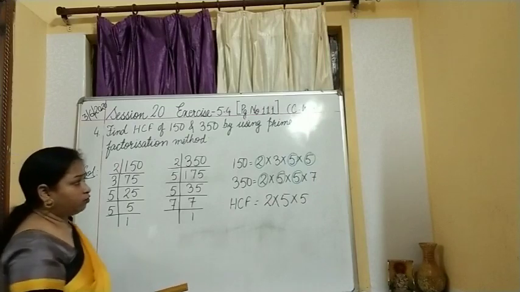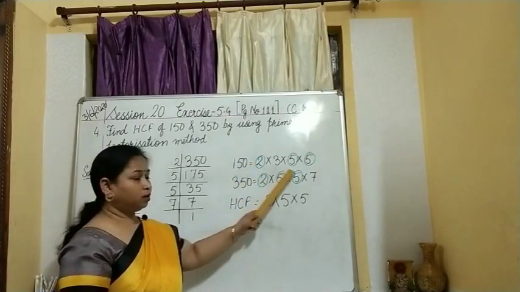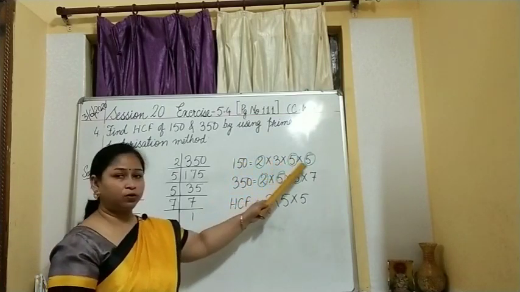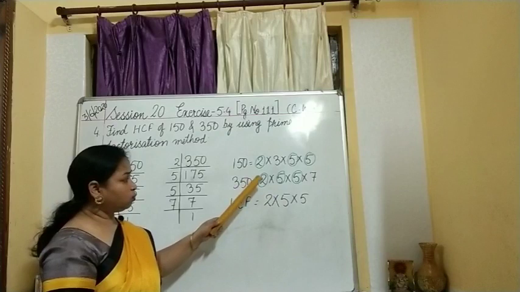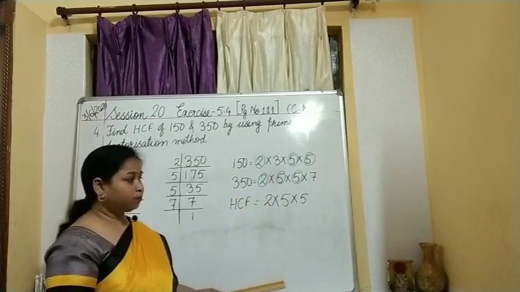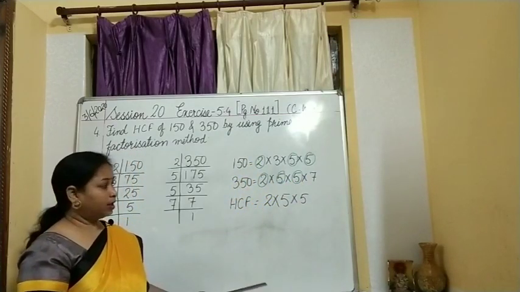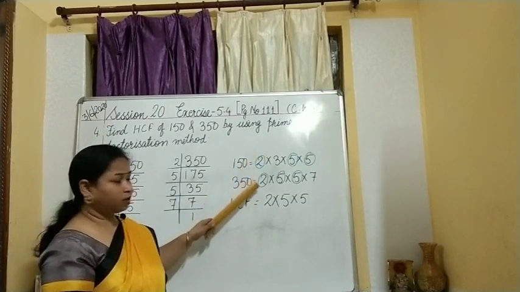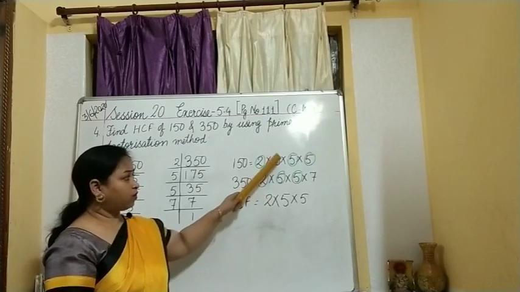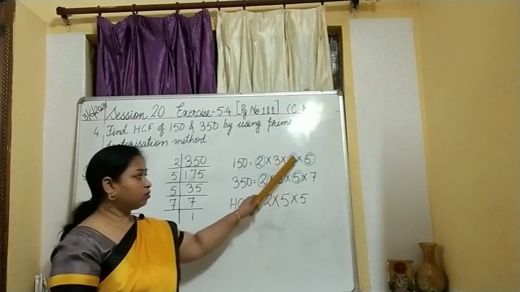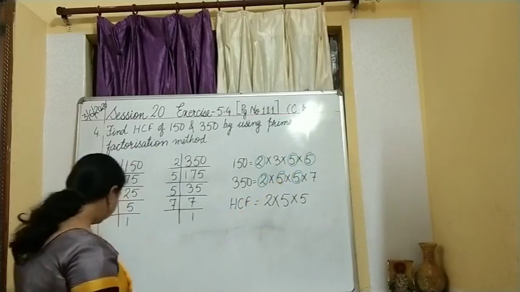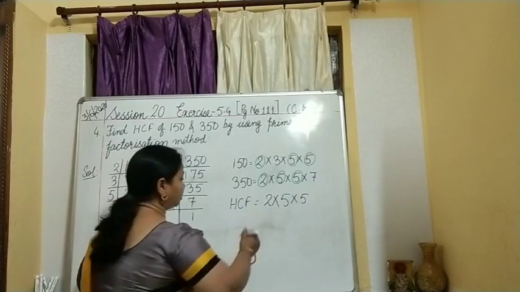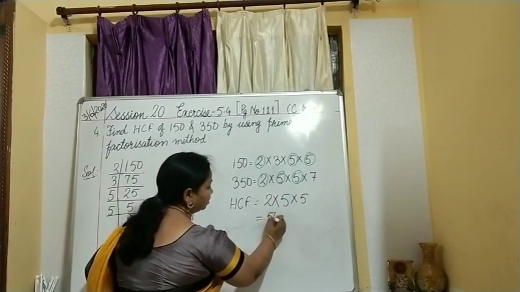Now you have to take down all the prime factors you have got for 150. 2 into 3 into 5 into 5. Then 350, 2 multiplied 5 multiplied 5 multiplied 7. Then select them and you can find out your HCF. What you have got? 2 over here, 2 over here. So we have got 5 over here, 5 over here. So we have taken 5 over here, 5 over here. So what is your answer? 2 5s are 10, 10 5s are 50. So your HCF is 50.